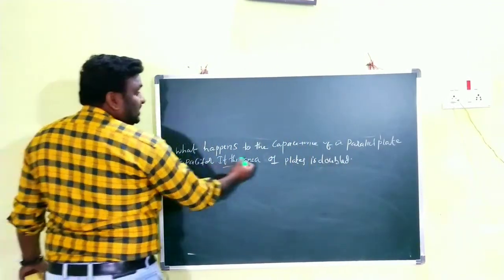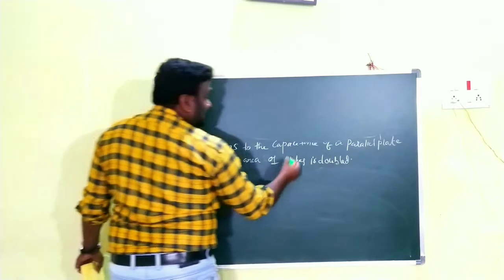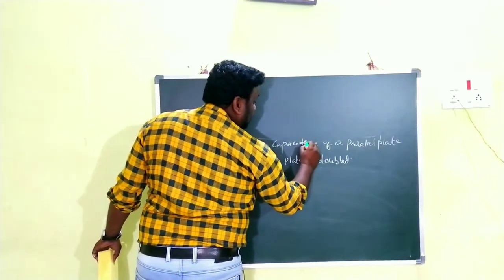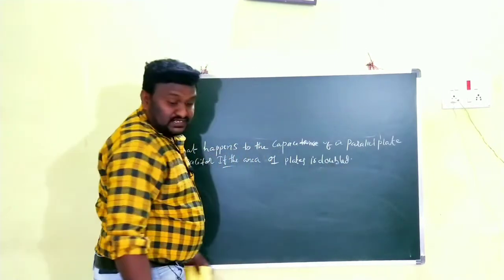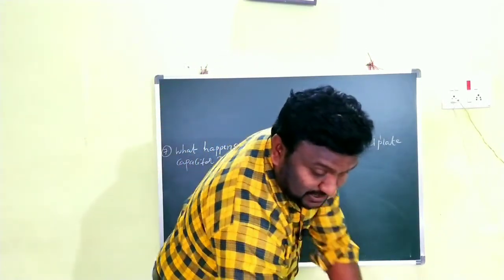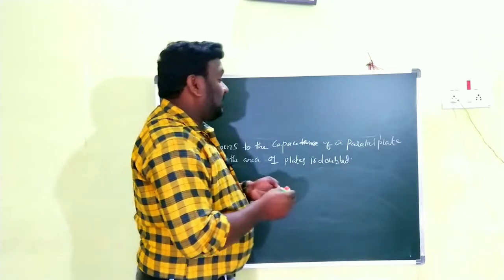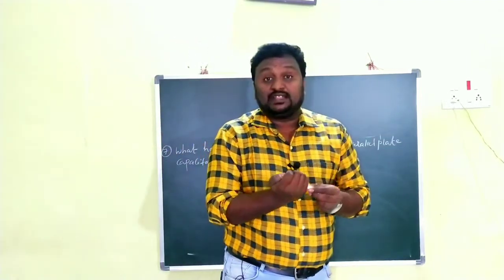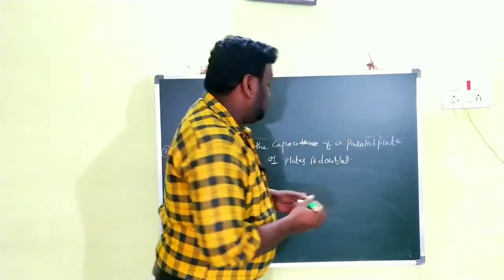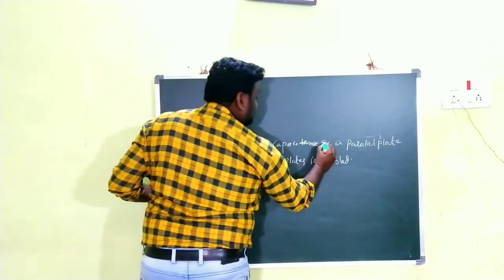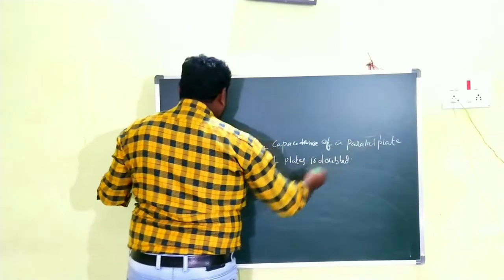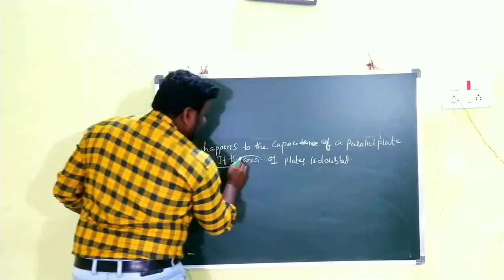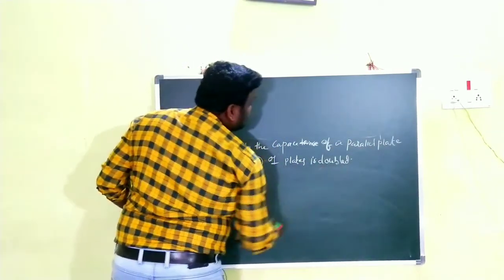What happens to the capacitance of a parallel plate capacitor? So what is meant by parallel plate capacitor and what is the working principle? Already clearly explained in one of the videos, so you must watch it. So children, here now, what happens to the capacitance of a parallel plate capacitor if the area of the plates is doubled?